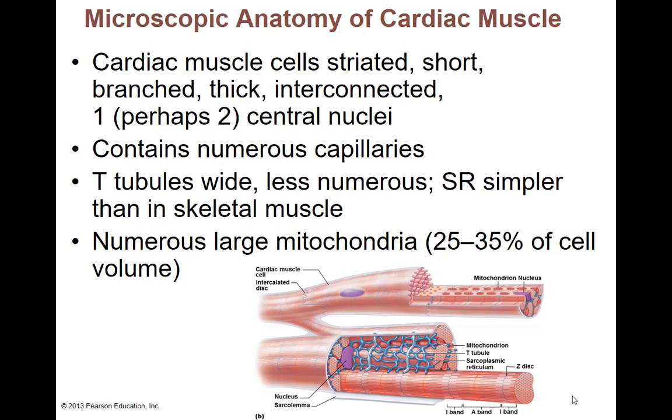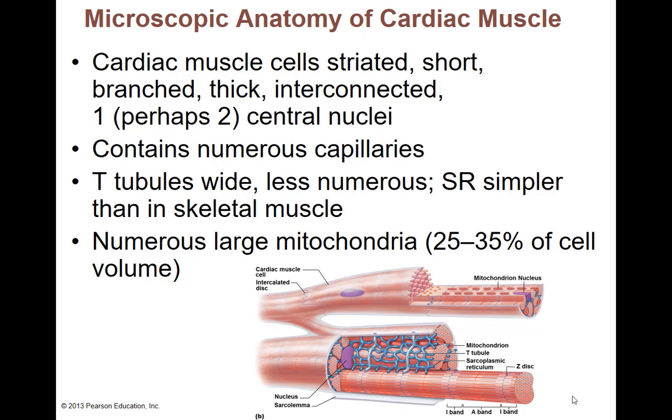They also have T-tubules, because they still have to do action potentials. There are not as many, and they're not arranged the same as in your skeletal muscle tissue. Your sarcoplasmic reticulum: do you remember what that does? In your skeletal muscle, we talked about the sarcoplasmic reticulum. It helps with muscle contraction because it stores and releases calcium.